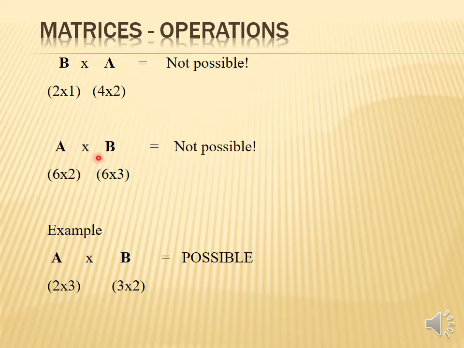Similarly, you can see another example. Matrix A has order 6 by 2, matrix B has order 6 by 3. The inside of both orders is 2 and 6. It means they are not equal, so matrix multiplication is not possible. That's the reason. Similarly, another example: matrix A has order 2 by 3 and matrix B has order 3 by 2. The inside of both matrices is 3 and 3. This means the inside is the same. The matrix multiplication is possible, and the resultant matrix is of order 2 by 2.